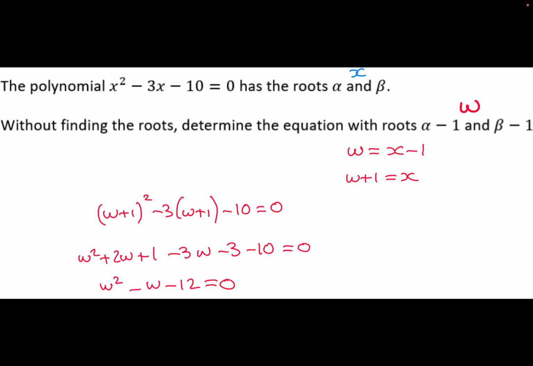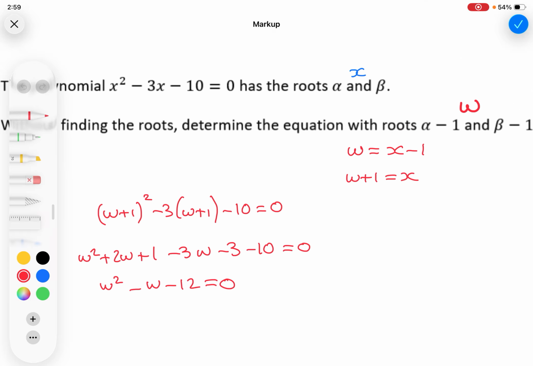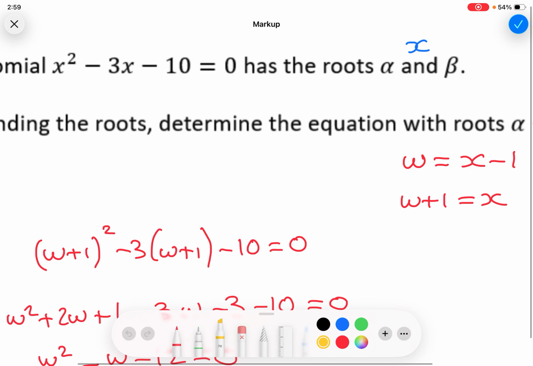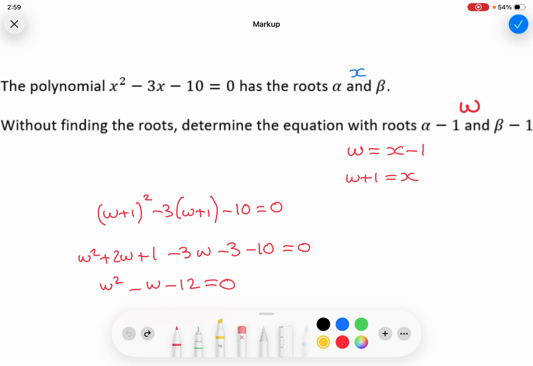So first thing I'm going to do is think carefully about what alpha and beta are. Alpha and beta were the roots of this original equation, so they are x values. This alpha minus 1 and beta minus 1, they're roots of a different equation that I need to find. Now, I can use any variable I want for that equation. I've used w. You can use whatever you want, it doesn't matter. So my w has roots that are alpha minus 1 and beta minus 1.